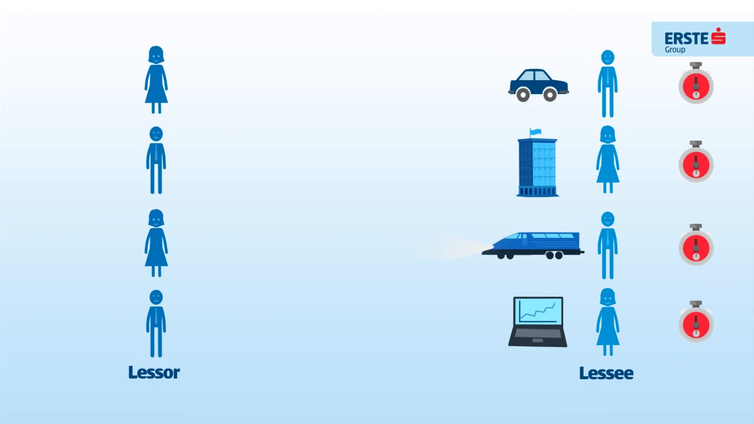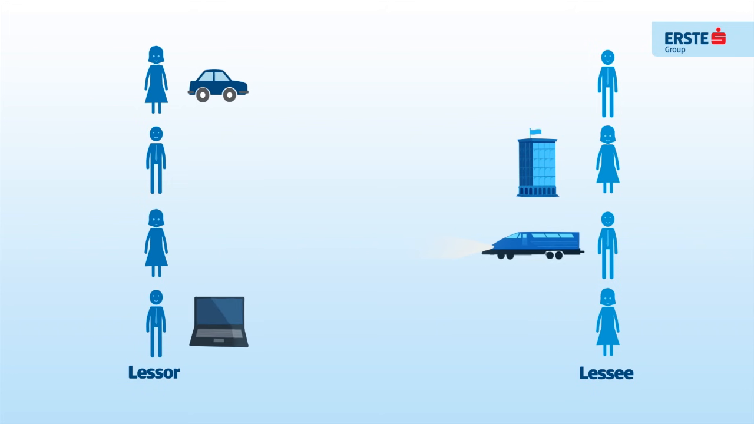After the expiry of the agreed leasing period, there are two options. The leased object is either returned to the lessor or it is bought by the lessee at a residual value. The buyer may also be a third party.